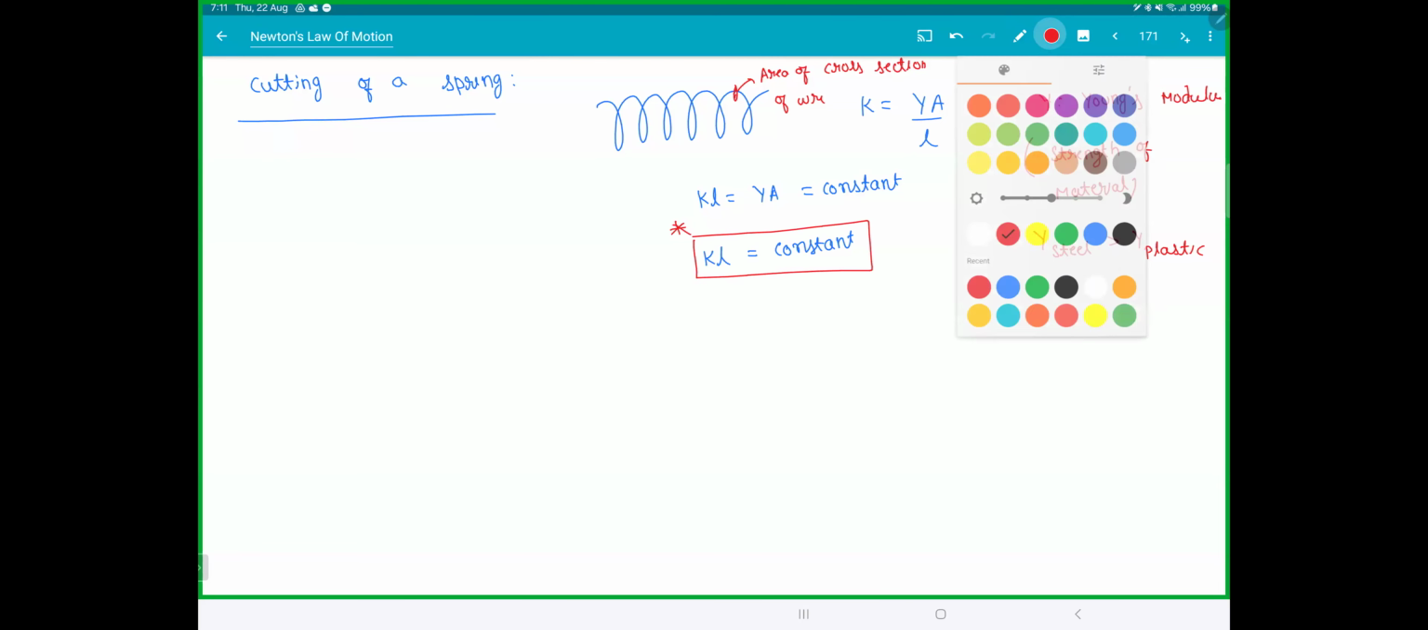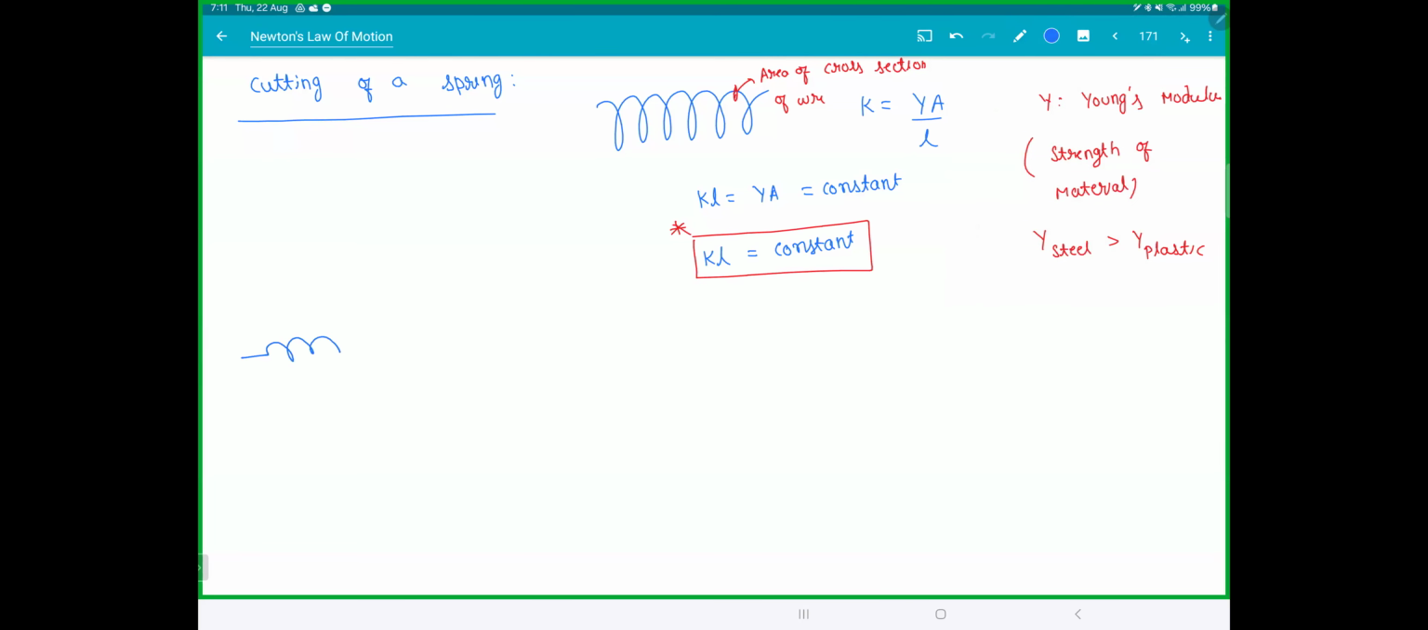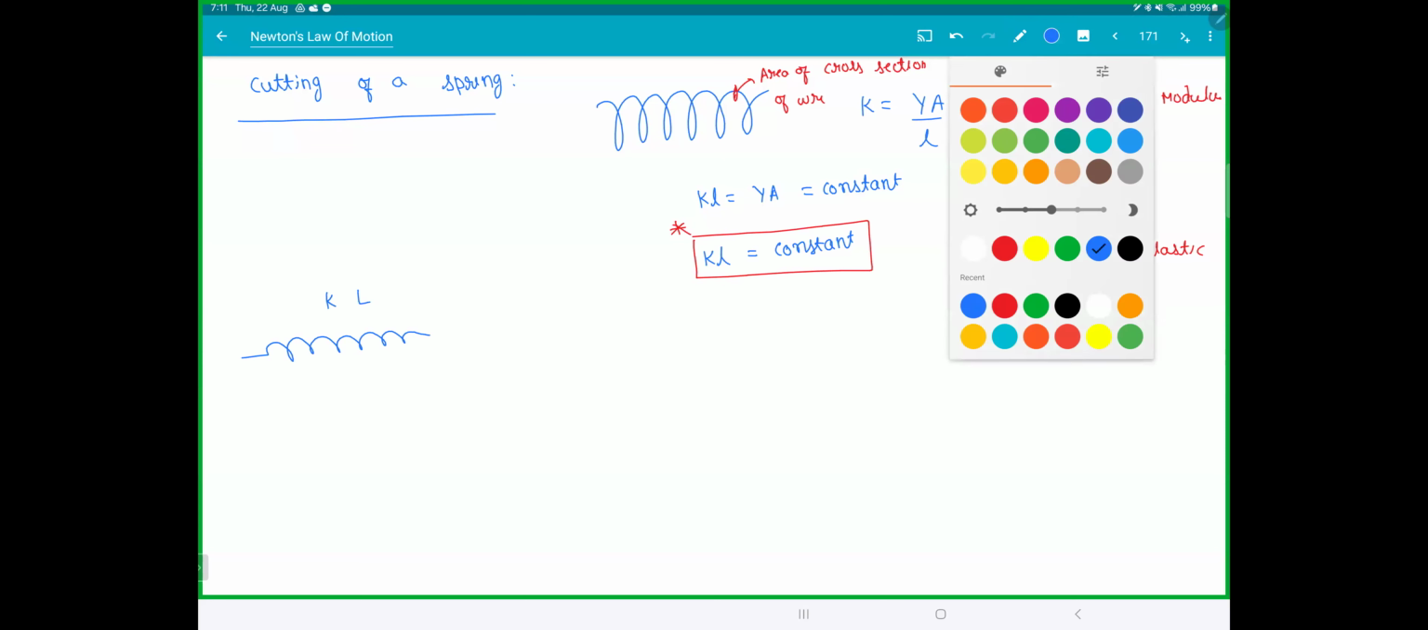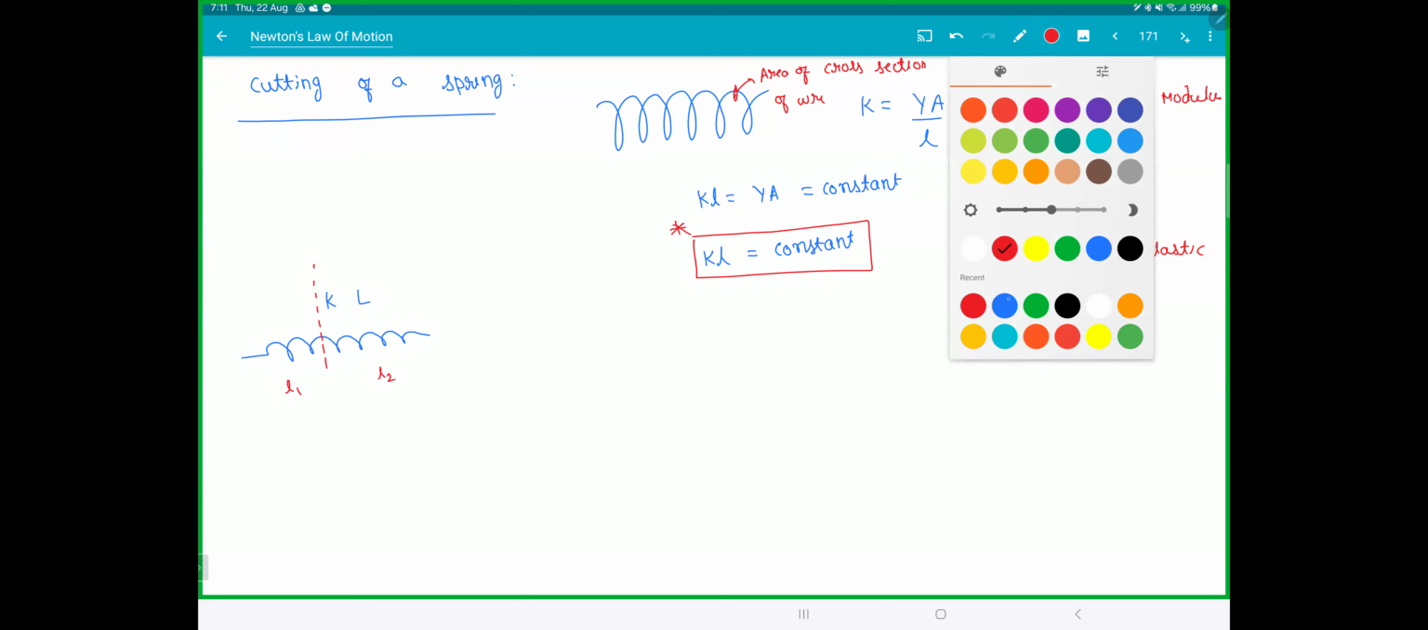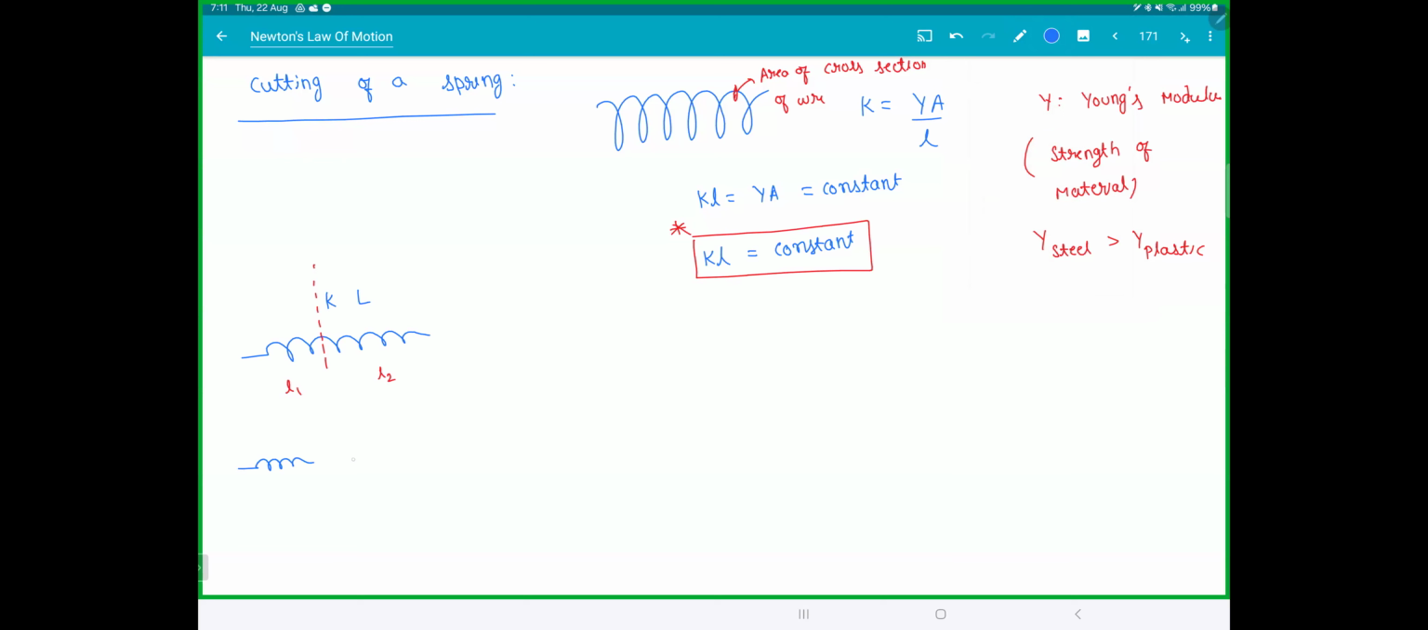So let me show an example. That means if you take a spring, let's say length is K and L, and if you take this thing and cut it into two pieces of L1 and L2, you will get two springs. This will be K1, L1, this will be K2, L2. You can be sure K1 L1 will be equal to K2 L2 will be equal to capital K into L. That product will always remain constant.